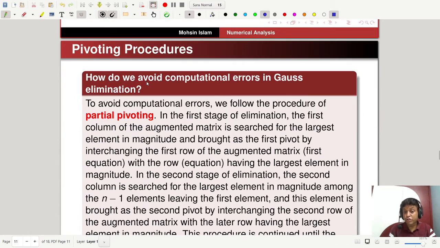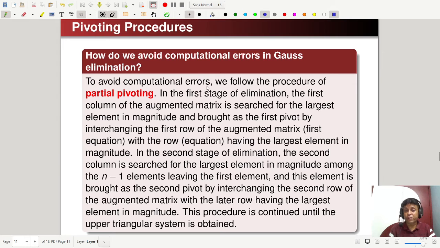Now the pivoting procedure that we need here. How to avoid computational errors in Gauss elimination? To avoid computational errors, we follow the procedure of partial pivoting. What is partial pivoting? In the first stage of elimination, the first column of the augmented matrix is searched for the largest element in magnitude, and it is brought as the first pivot by interchanging the first row of the augmented matrix, the first equation, with the row having the largest element in magnitude. So that will bring it forward. That is called partial pivoting.